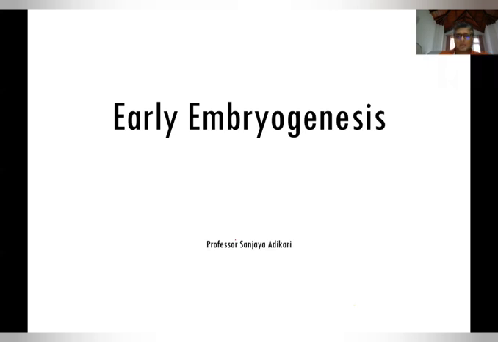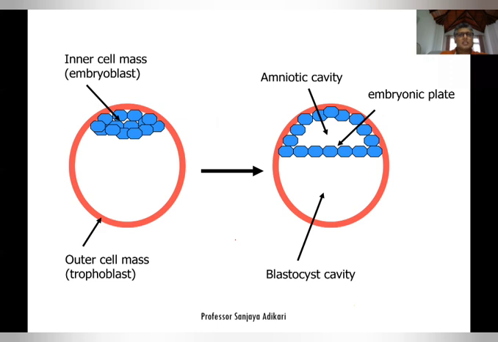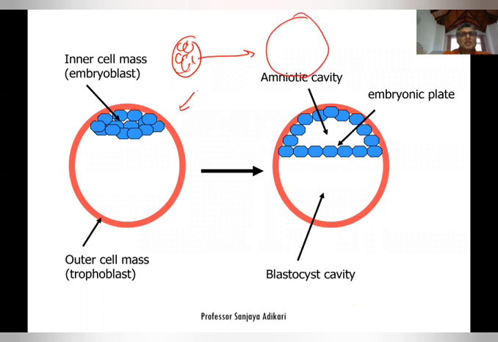Now, early embryogenesis is like this. We have already discussed this. The morula, the cell ball with 16 cells, produces what is called the blastocyst, which is here. It has an inner cell mass shown in blue and an outer cell mass shown in red. So you get the development of the embryo and the placenta, as we said before.